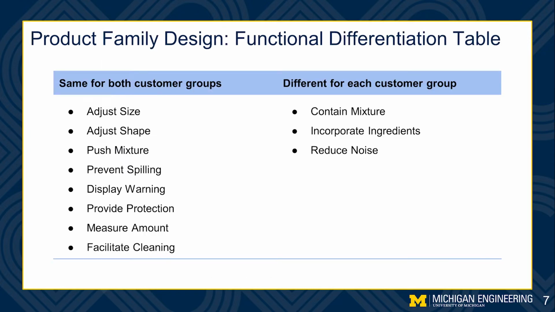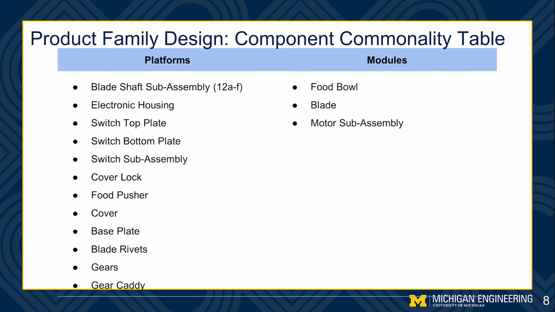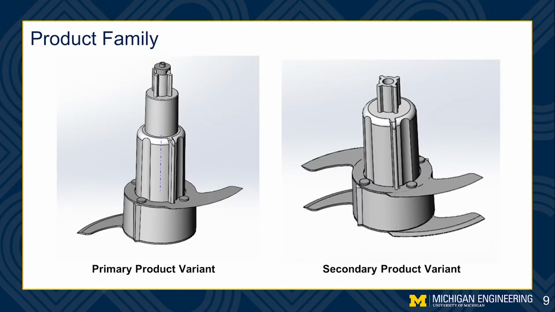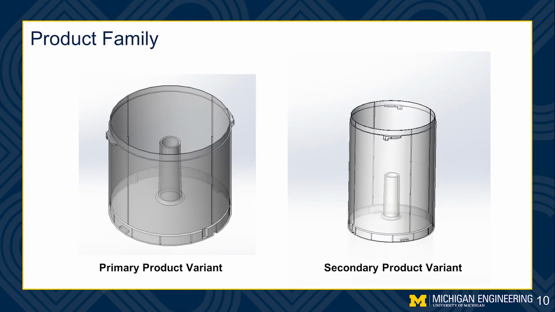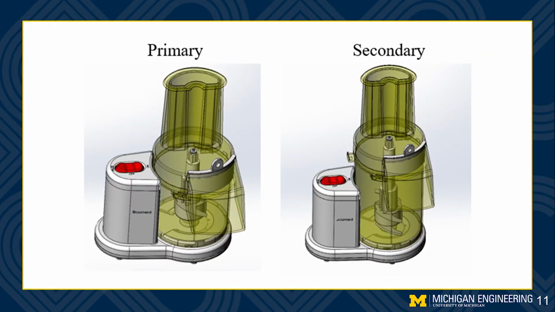And as a result, we came up with two tables, the functional differentiation table that is divided by the commonality of function usage, and the component commonality table, which separates the common parts and changeable parts. For product family, we focus on two parts. First is the blade design by having two extra blades, and the second is a full bowl redesign for a different volume. Here's how it looks when assembled together.